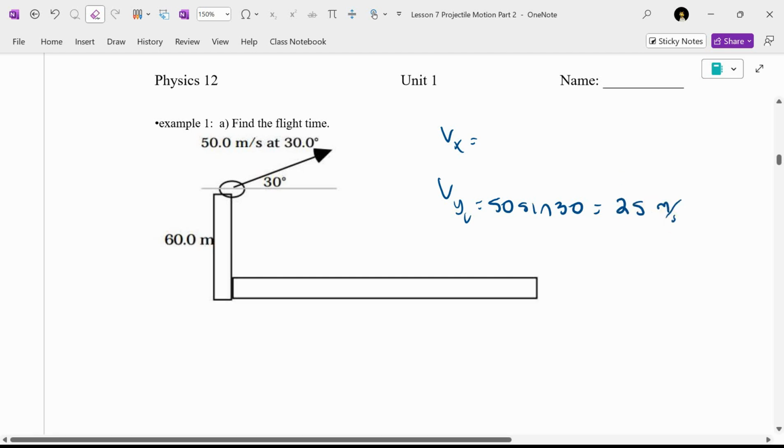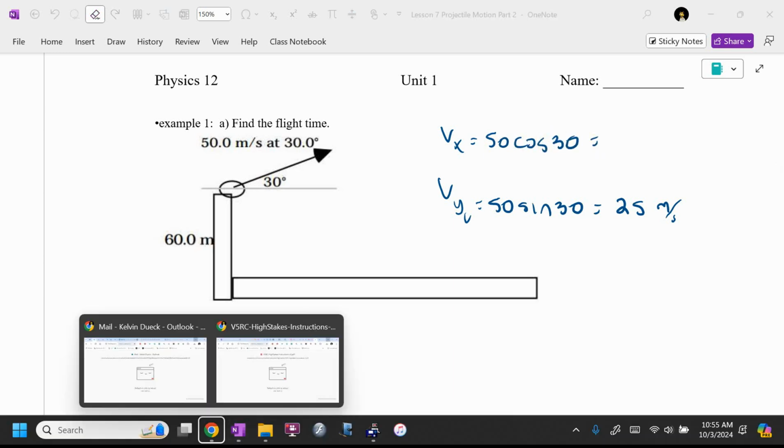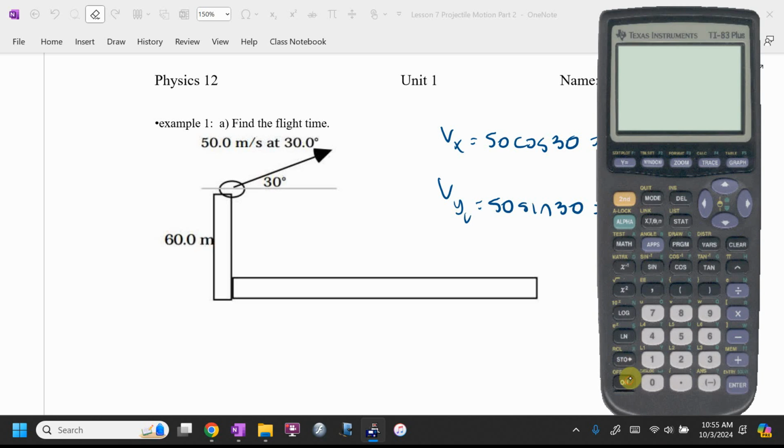Well, if Vy is sine, can you tell me which trig function Vx is going to be? Of course you can. It's going to be 50 cos 30. I got 43.301. I'm carrying extra sig figs because you'll notice the question asked me to find time, not the components. I want my time to be good to 3 sig figs, so I'll try and carry other stuff to about 5 sig figs. So 43.301.